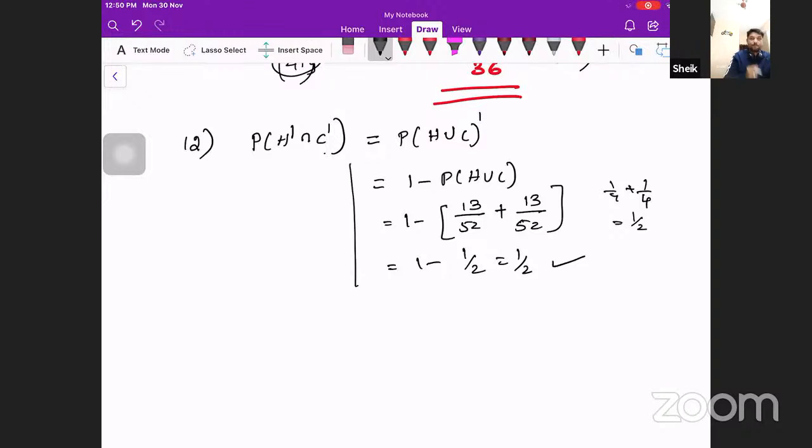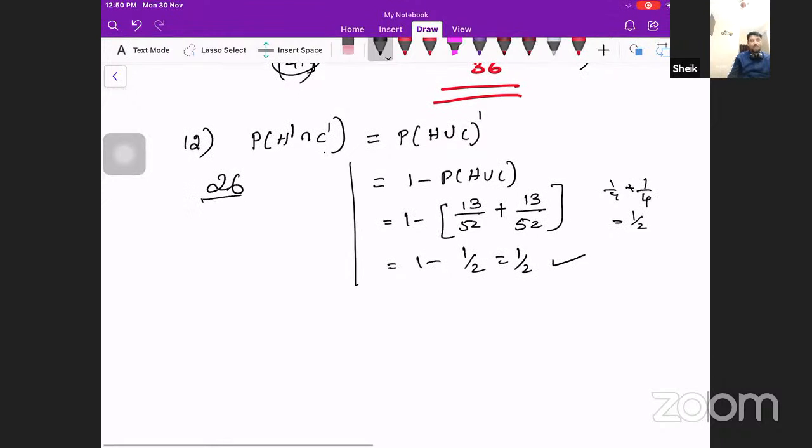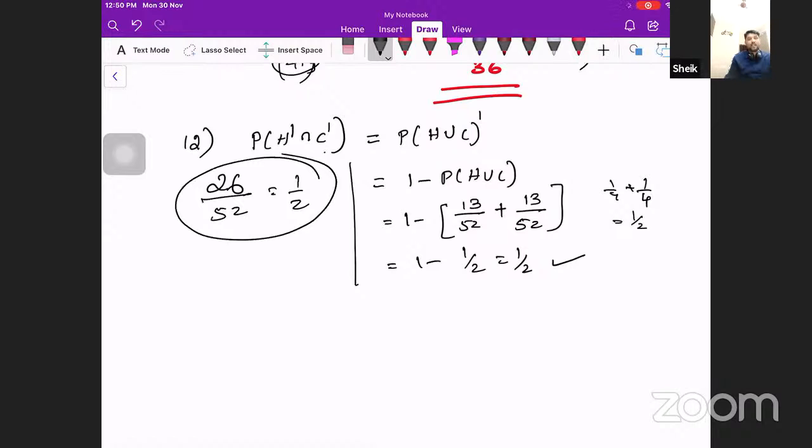Spade or diamond. Is that correct, my dear? Total, how many spade cards do we have? 13 spade cards. How many diamond cards? 13 diamond cards. So the required card is either spade or diamond. There are 26 spade or diamond cards out of 52. My answer is 1 by 2. Directly we can get it like this. You got my point, my dear?